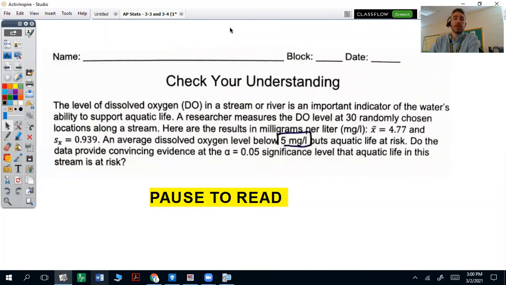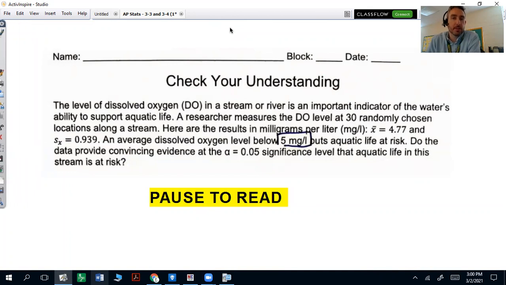Okay, so this is your check your understanding question. Pause to read this, please. All right, here's our scenario. The level of dissolved oxygen, DO, in a stream or river is an important indicator of the water's ability to support aquatic life.